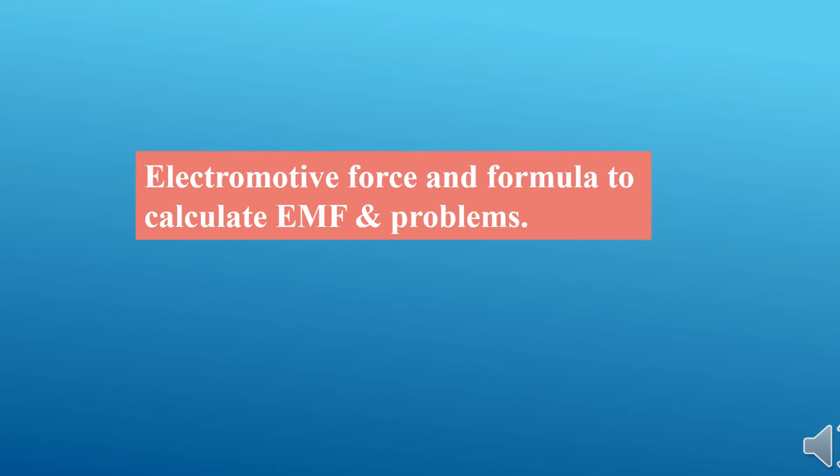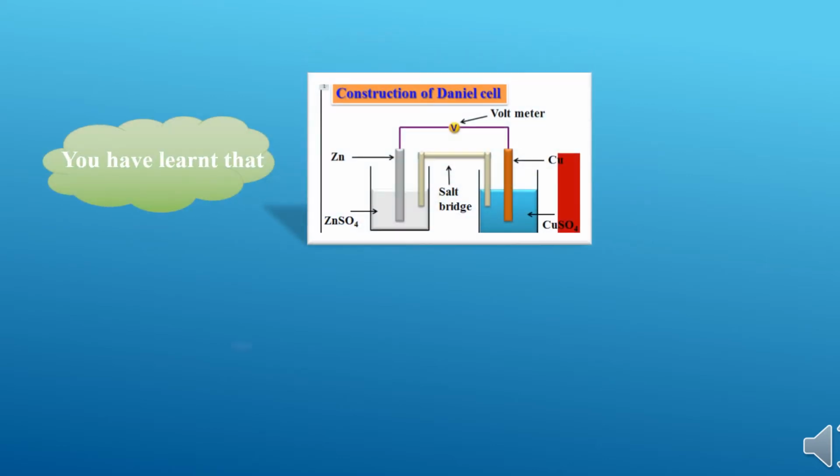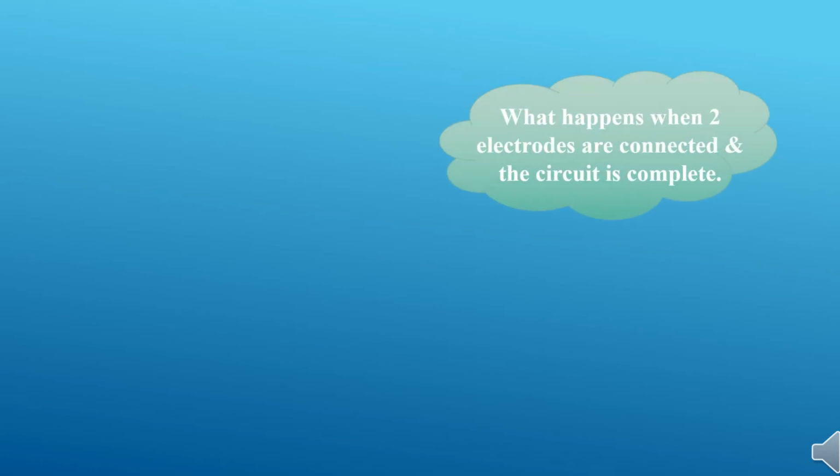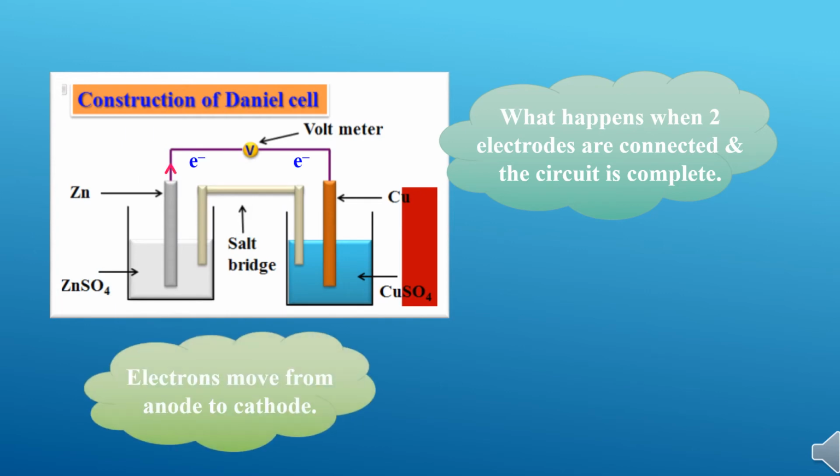Electromotive force, the formula to calculate EMF, and some problems. You have learned that a cell is formed by two electrodes with different reduction potential values. What happens when two electrodes are connected and the circuit is complete?